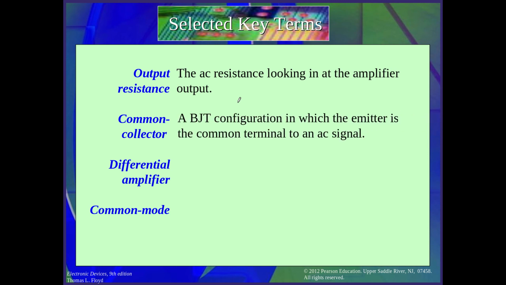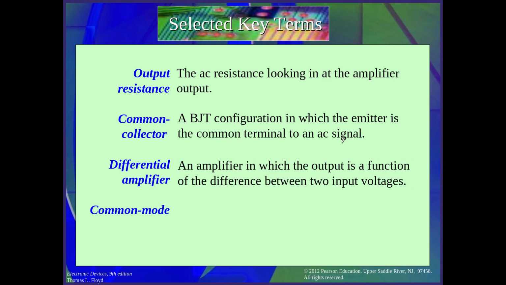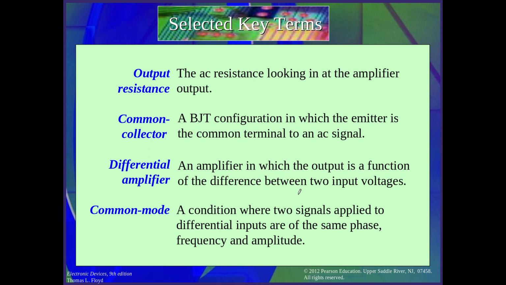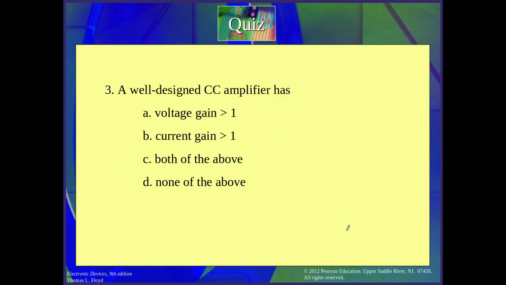Common collector, as I said, means the collector is common to the AC signal. A differential amplifier is an amplifier whose output is a function of the difference between the two input voltages. The common mode means a condition where two signals are applied to the differential input with the same phase, frequency and amplitude. Okay, so that's it for today.